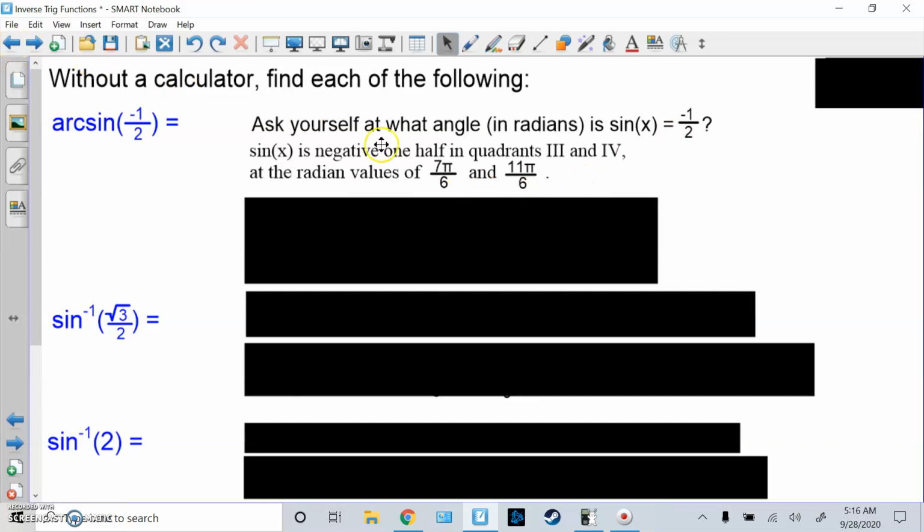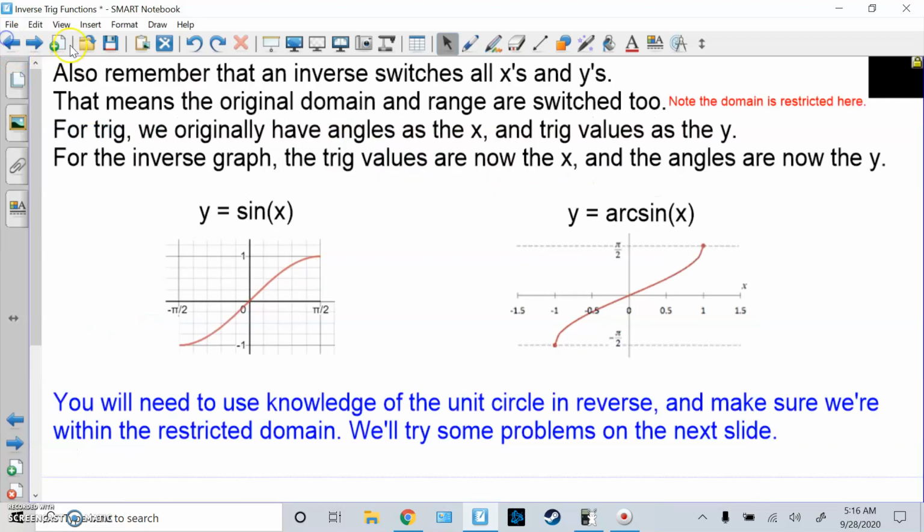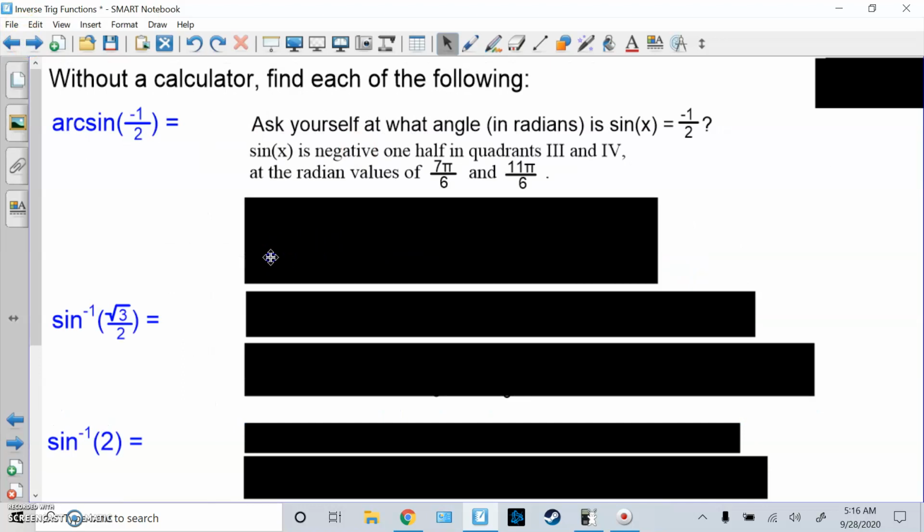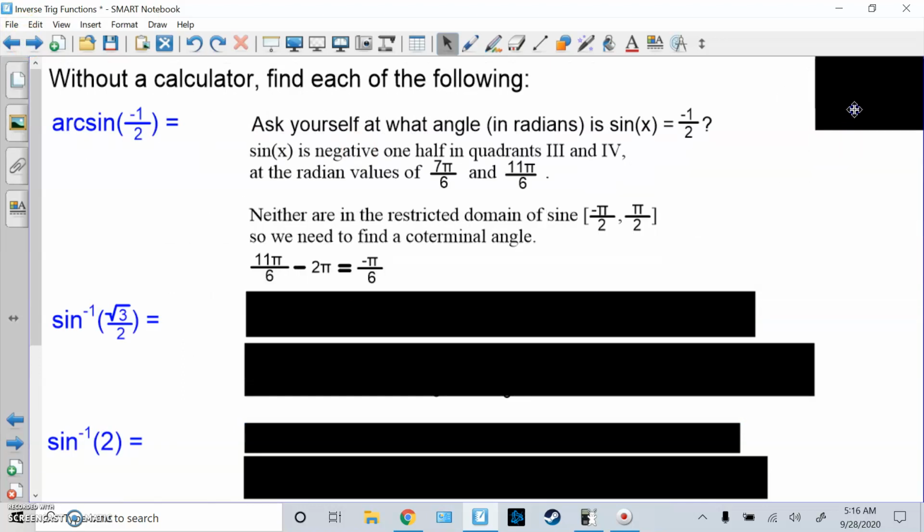Now wait a second, 7 pi over 6 and 11 pi over 6 are not in our domain. Our domain is supposed to be negative pi over 2 to positive pi over 2, or this is the range of the inverse, the domain of the original. So what we need to do is find a coterminal angle. All we do is add or subtract 2 pi until we find one that's in the first or fourth quadrant. So 11 pi over 6 minus 2 pi gives us negative pi over 6. That is the answer.